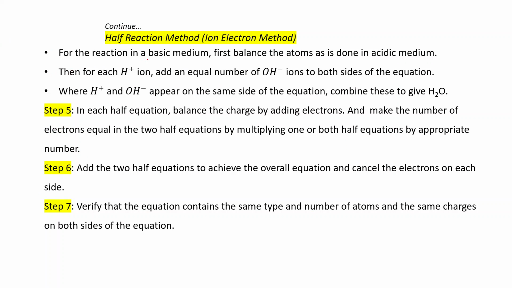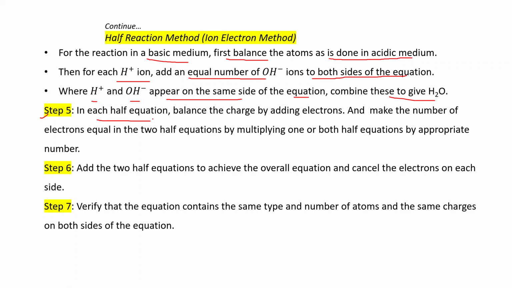For a reaction in a basic medium, first balance the atoms as is done in acidic medium. Okay, that is, if the reaction is taking place in basic medium, also balance the hydrogen atoms by adding H+ ions. Then for each H+ ion, add an equal number of OH- ions to both sides of the equation. Where H+ ion and OH- ion appear on the same side of the equation, combine these to give water.